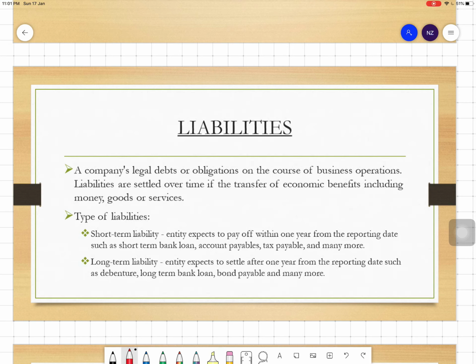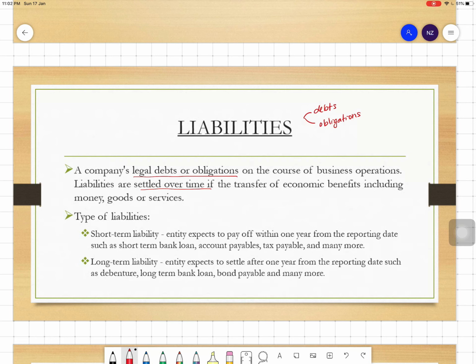It is like an obligation of the company. As you can see in the slide, the meaning of liabilities itself is a company's legal debt or obligations on the cost of business operations. It means liabilities is a debt, so it is an obligation of the companies, a kind of burden. Usually liabilities will be settled over time through the transfer of economic benefit including money, goods and services, to pay off all the obligations of the company.